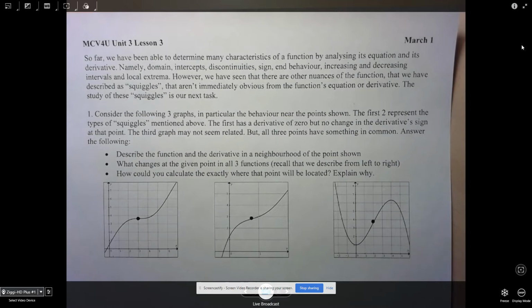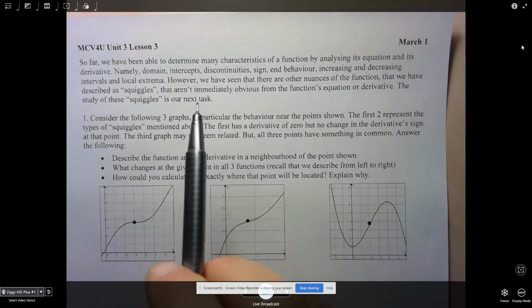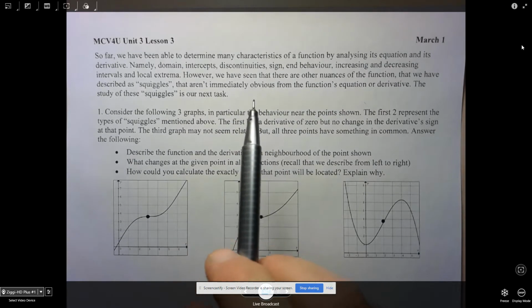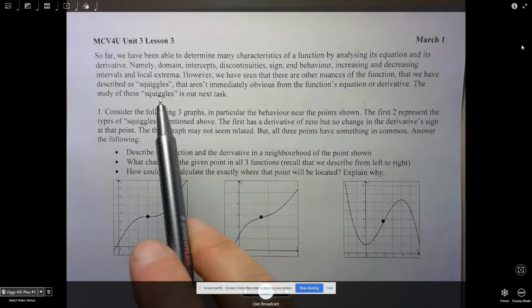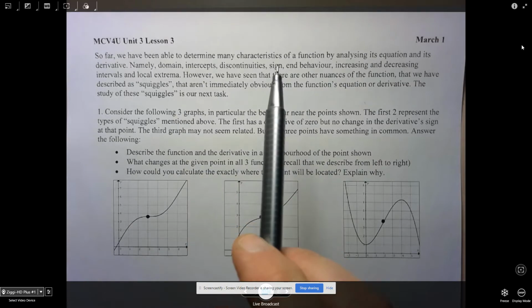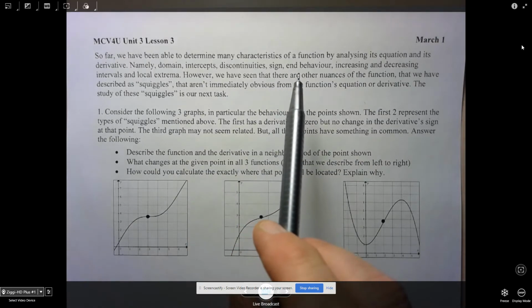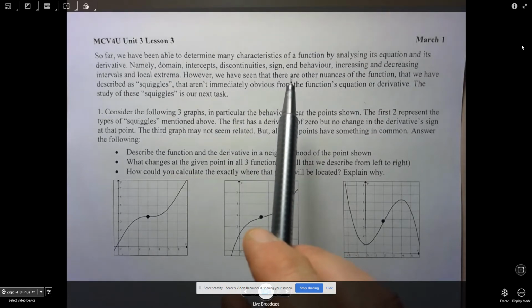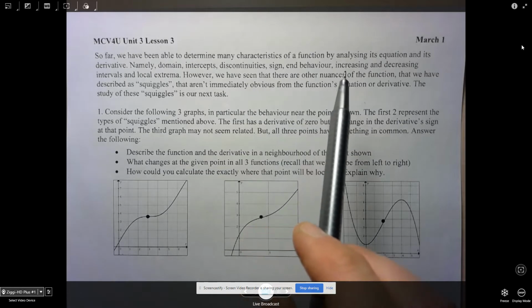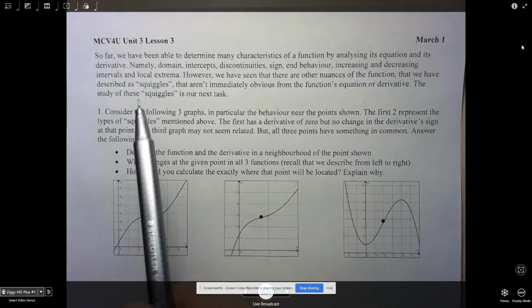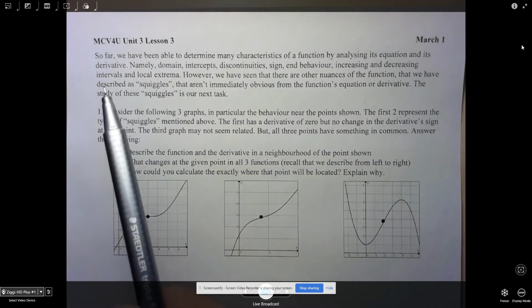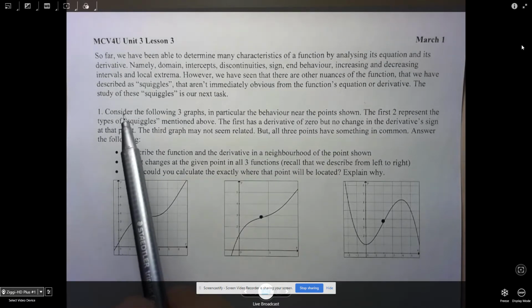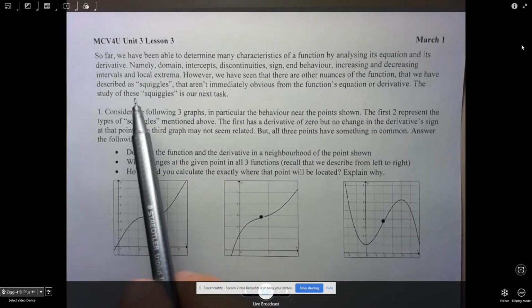All right, so let's take a look at what we've seen so far. We've looked at different characteristics of functions, in particular domain, intercepts, discontinuities, the sign of the function, and the end behavior, and that's where we ended off in advanced functions. And now with our calculus tools, we saw that we could look at when a function is increasing or decreasing, and that has to do with the first derivative. And then we finally have a way to determine those local extrema.